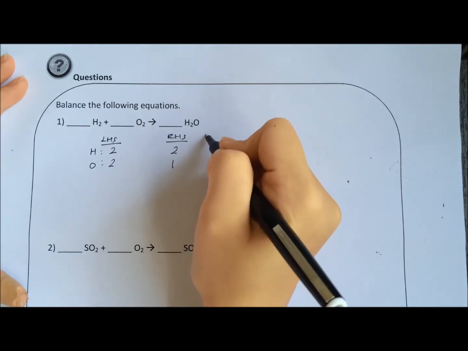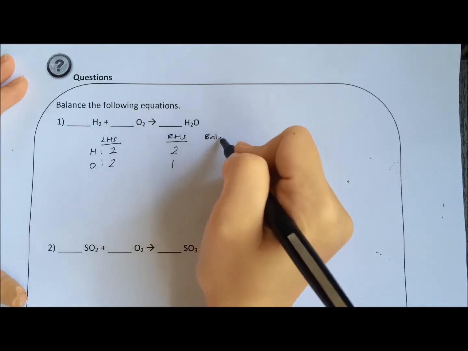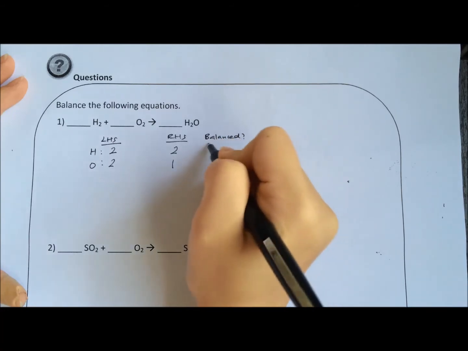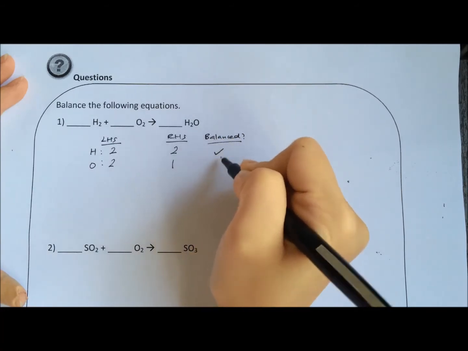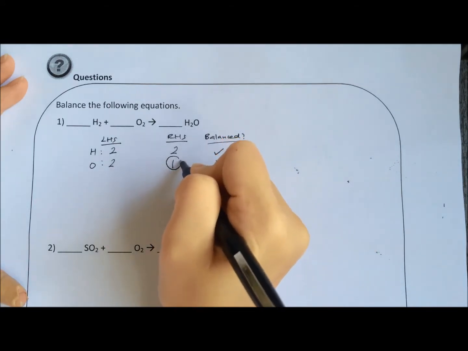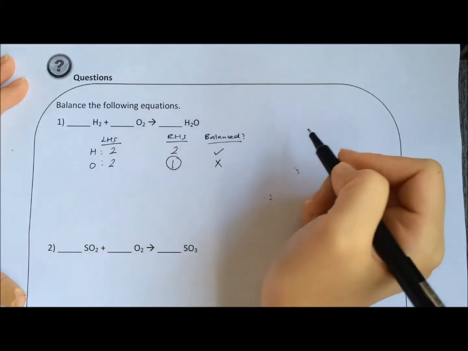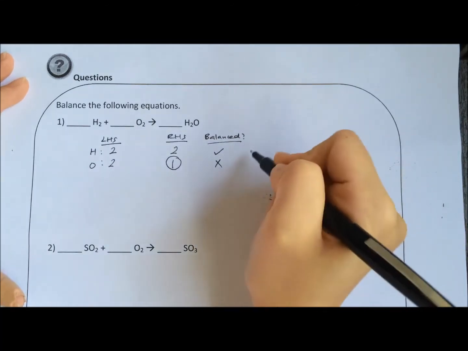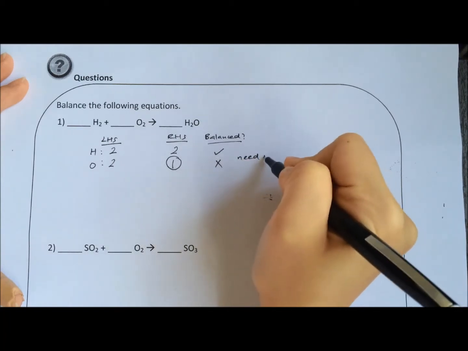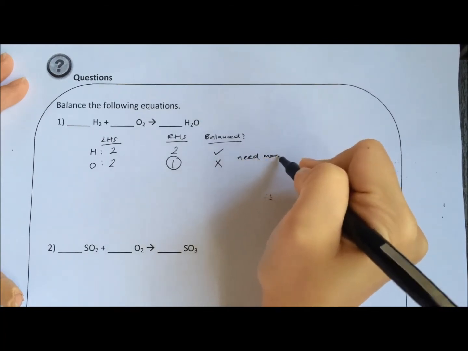So now we check, is it balanced? So the steps will always be the same. You just need to persevere. So hydrogen 2, 2 balance. Oxygen not balanced. And we need more on the right hand side, because the left hand side is 2, but the right hand side only has 1 oxygen atom. So we need more oxygen on the right.